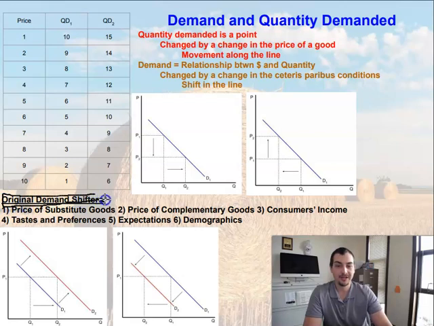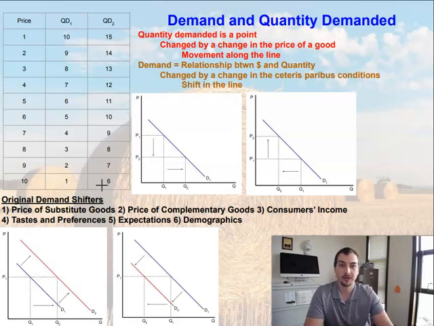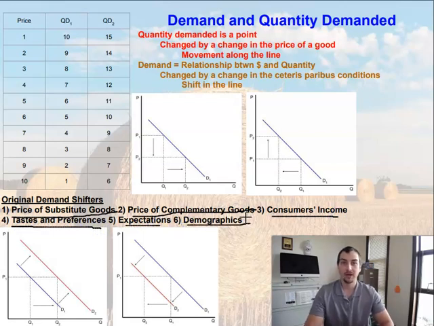If you were to go back and look through older textbooks and other ag econ and just econ textbooks, and you were to look it up online, you're probably going to see where they talk about the 6 shifters of demand being the price of a substitute good, price of a complementary good, consumer's income, tastes and preferences, expectations, and demographics. So we've already talked about all of these with the exception of expectations. That's the only one that we really haven't hit on. But if you were to look in an older textbook, these are the 6 different shifters of demand that we are used to seeing.